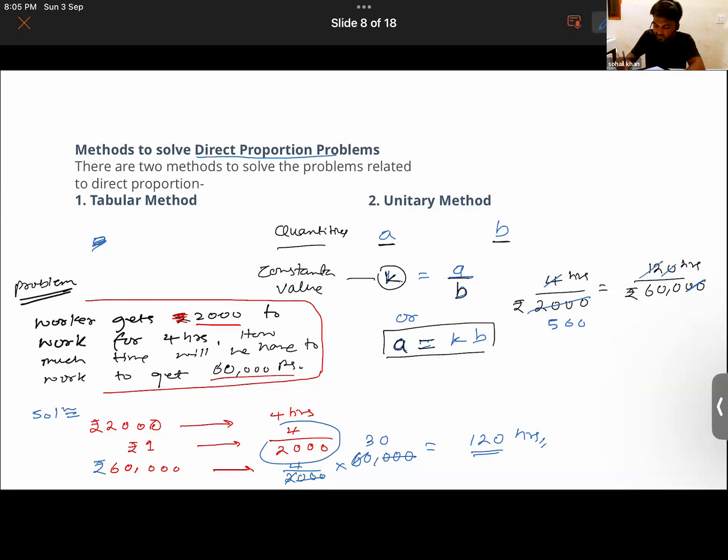Cancel the values and do tell me what do you get here? 1 upon 500, isn't it? So isn't that a constant? Now consider a situation like if the worker were to earn 1,20,000 rupees. Now the worker needs to earn this much of amount. So how many hours will you have to put in?